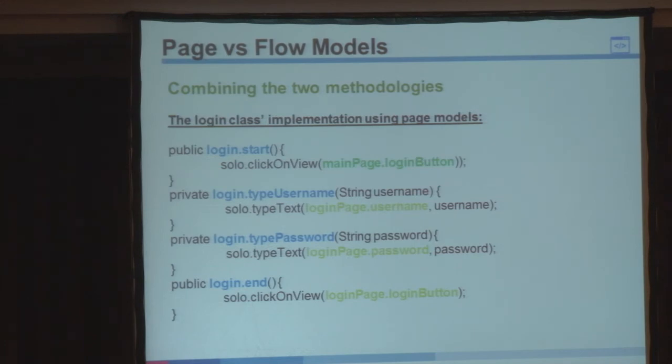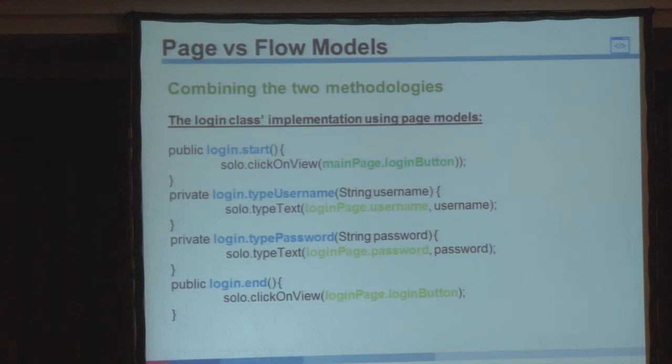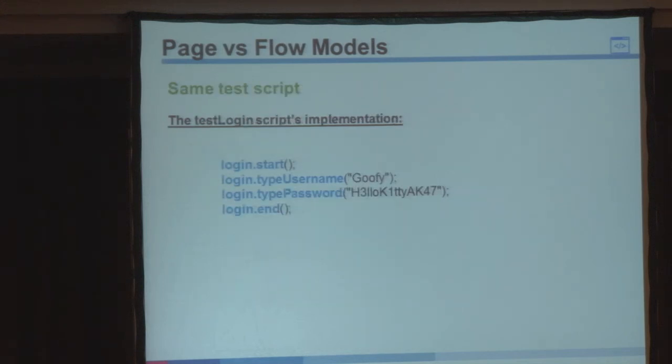And I hope this is going to work, but it seems not. Okay. So you still have the same test case that you might recall from the flow model, and you can run it. The only difference is that the structure behind it is different. The code behind it is different.